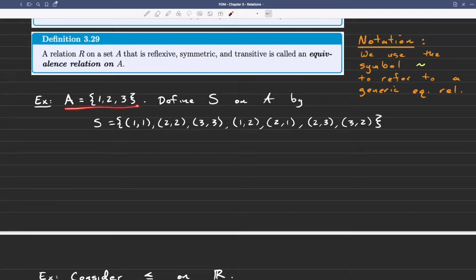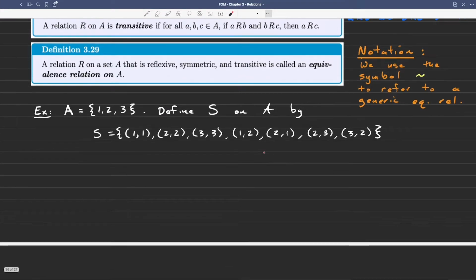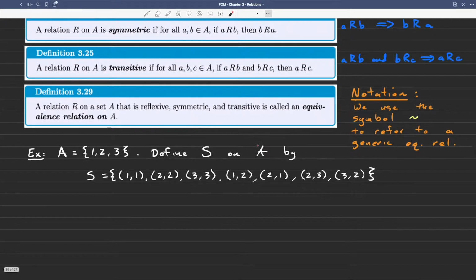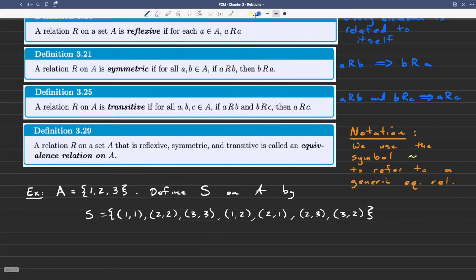We've got the set A is {1, 2, 3}, and then we've got this relation S defined on A. And I want to know, is it reflexive? Is it symmetric? Is it transitive? And then if you answer those three questions, you'd know whether or not it was an equivalence relation. Let's take a look. So first, let's ask about reflexivity.